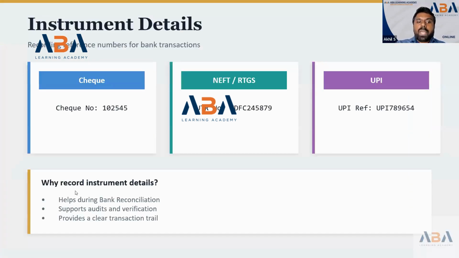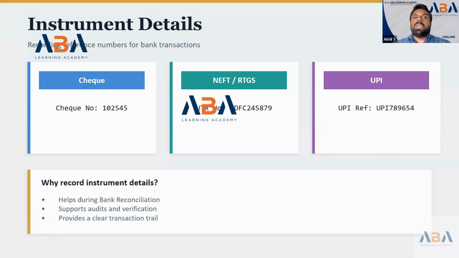You can see here why we are recording instrument details. It helps us during bank reconciliation and while doing the auditing as well. When the auditors check the bank statements and have any doubts, if we have given the instrument details correctly in Tally, they only need to compare with Tally. They will check their bank statement, then check in Tally, and find that this number is there, so this transaction is correct. It makes their work easier, and it also provides a clear transaction trail.